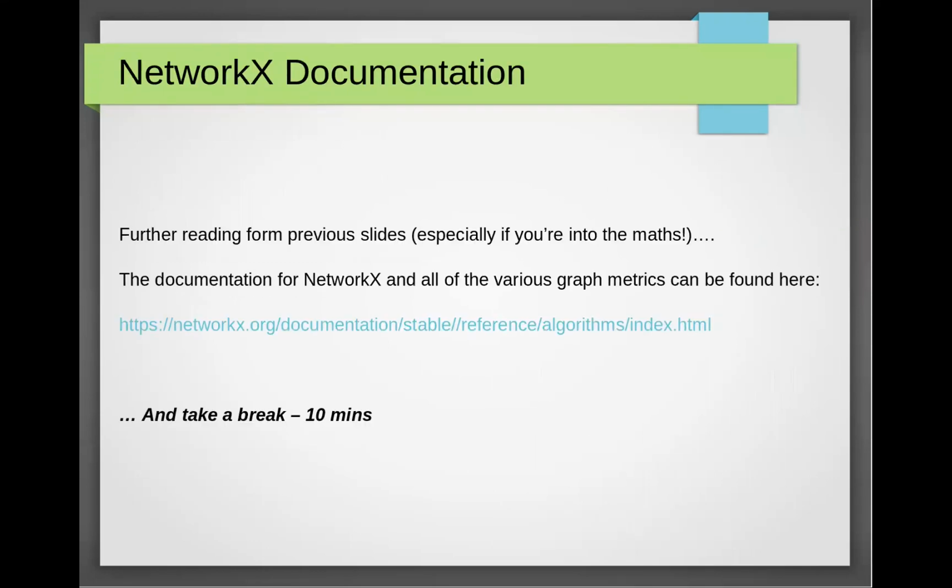Now, as I said, a lot of information to consider, but the great news is the documentation is very good. So anyone who wants more information or further clarification on what I've said, please feel free to dip in to the NetworkX documentation.